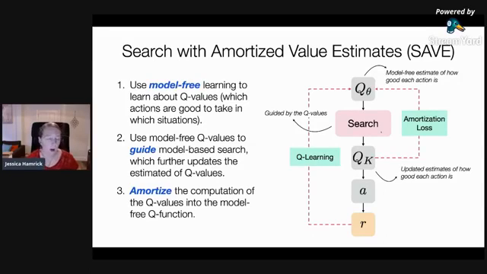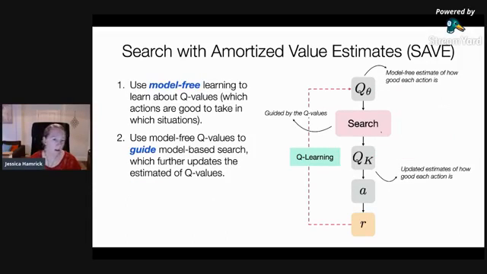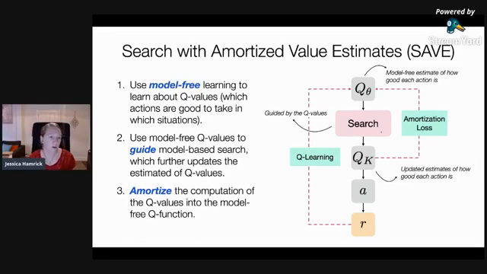Now there's a third component here that is very important, which is that we basically amortize the computation of these Q values back into the model-free Q function. If we don't do that, we could just say, okay, we're going to allow the Q values to guide search, produce new Q values, and then select our action from that. So basically just use the search as a way to select better actions for the agent. But in addition to doing that, we're going to use the computation of the search itself and sort of force the prior, this Q value prior, to look more like that. So we're basically able to reuse the computation more effectively.